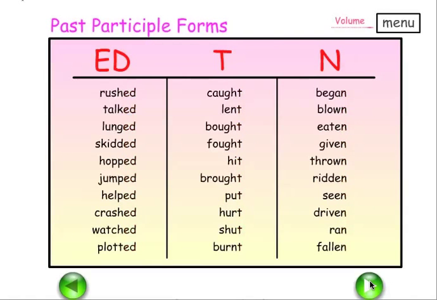The past participle forms are ed, t, or n. Let's take a moment and look at those forms. Rushed is the ed form, past tense, normal structure, easy to identify. The one that gets a little more complicated is when the t or the n is attached to the end of the word, forming the past participle. For example, caught with a T, or began with an N.